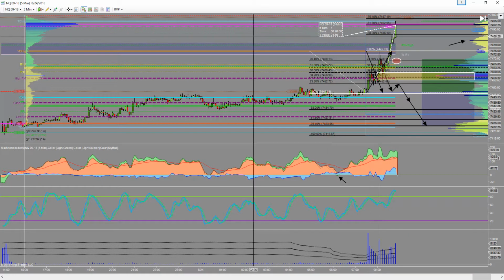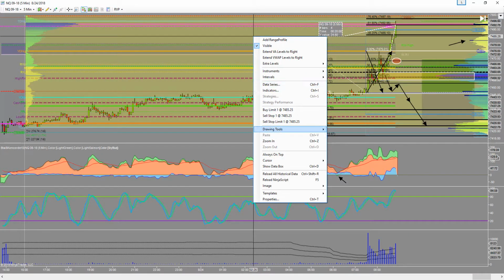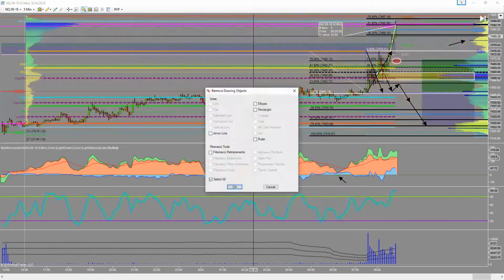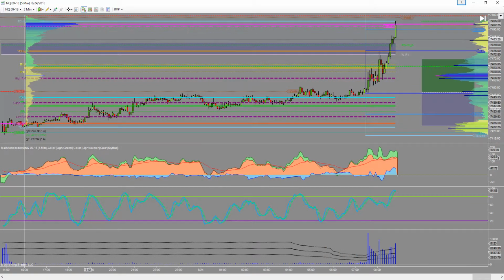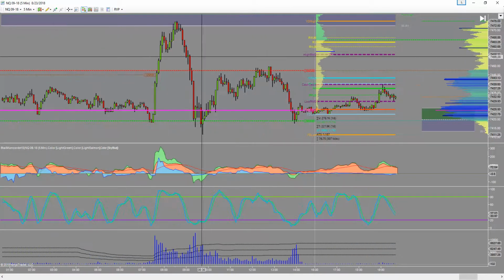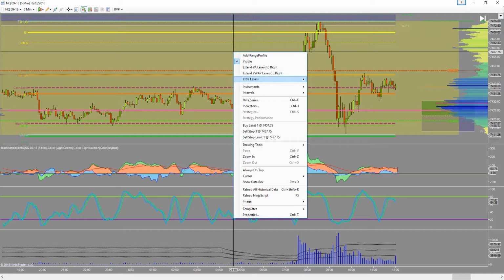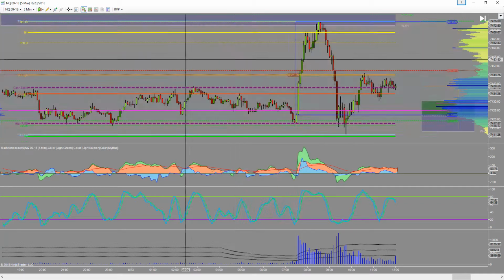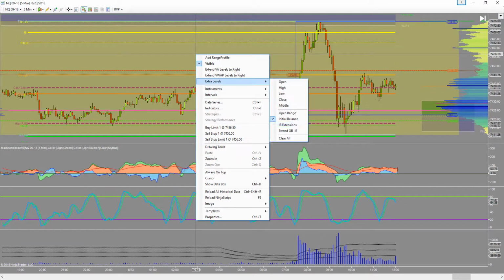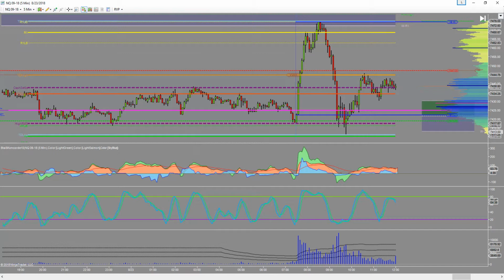So that's pretty awesome. I like that. Let's take a look at the prior day. This was also a pretty good move where we can combine initial balance with extensions and levels and divergence.